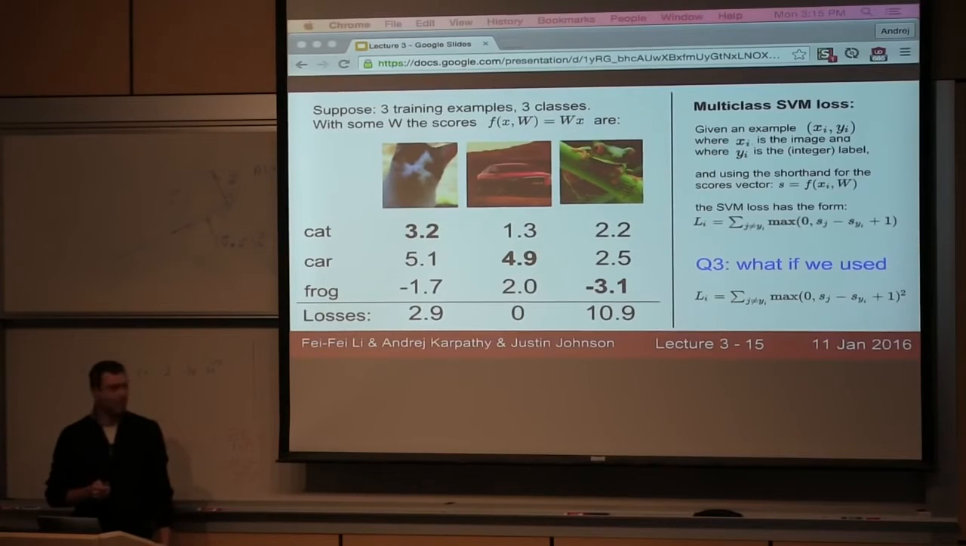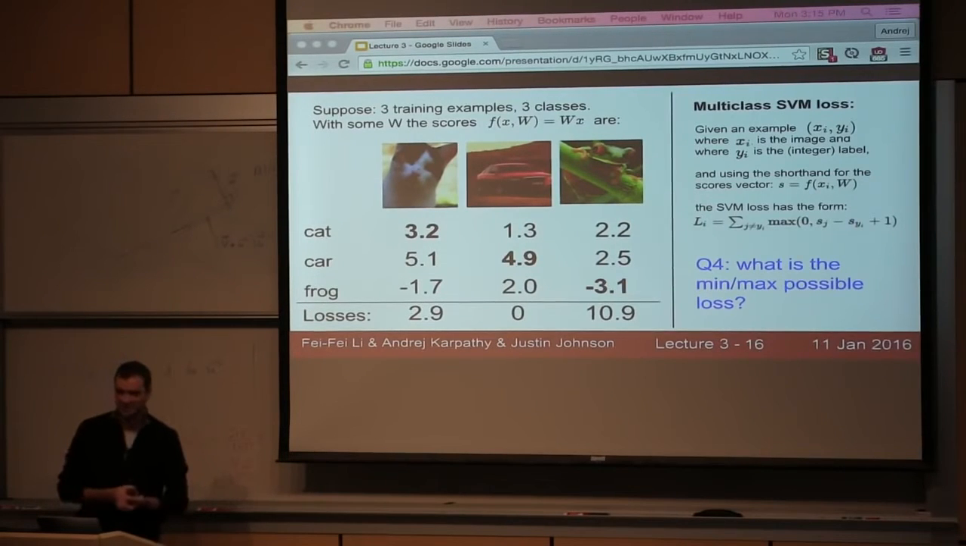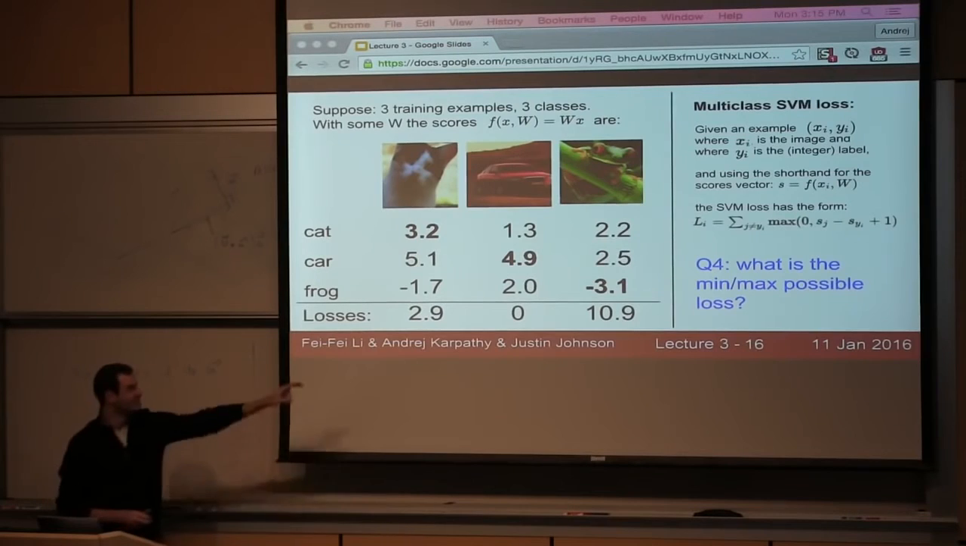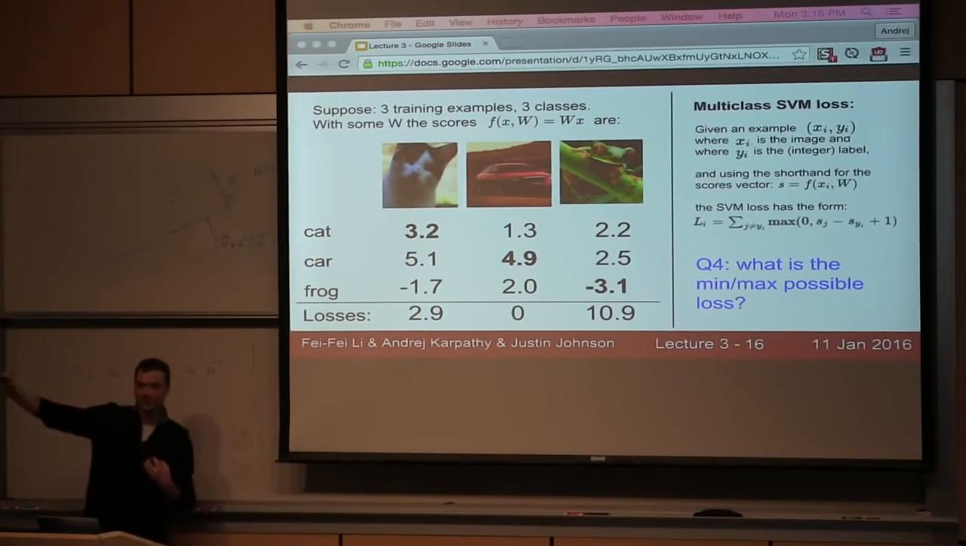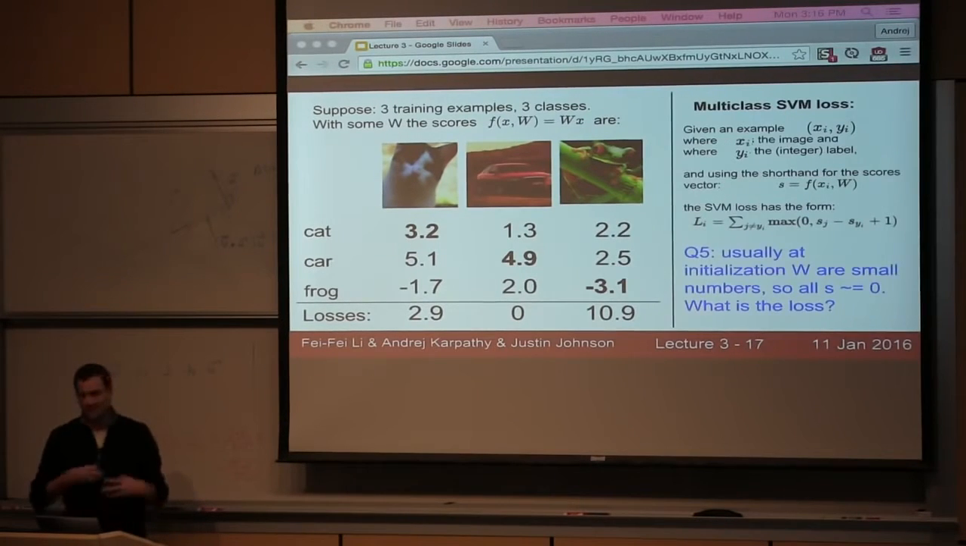Let's also think about the scale of this loss. What is the min and the max possible loss that you can achieve with the multi-class SVM on your entire data set? What is the smallest value? 0, good. What is the highest value? Yeah, it's infinite, right. Basically, these scores could be arbitrarily terrible. So if your assigned score to the correct example is very, very small, then your loss is going to infinity.